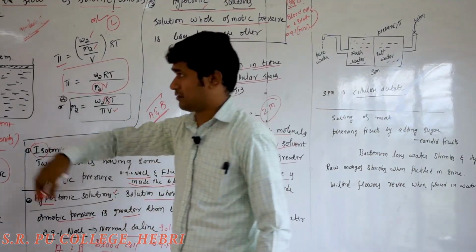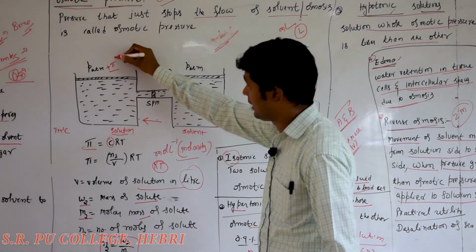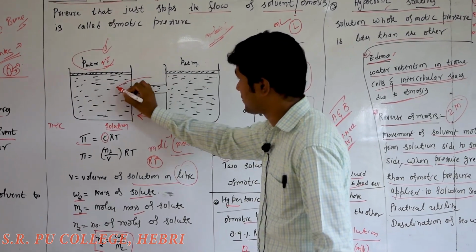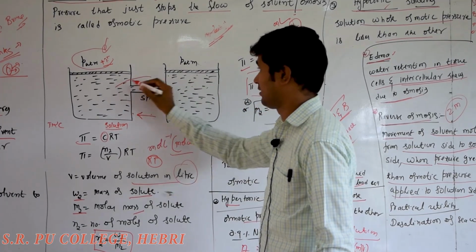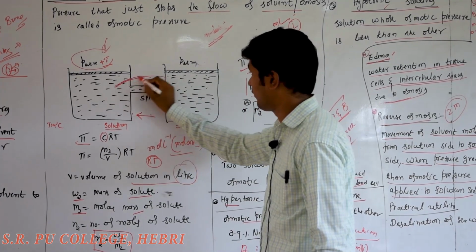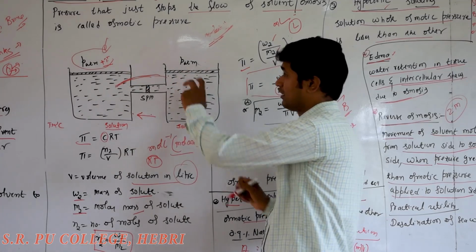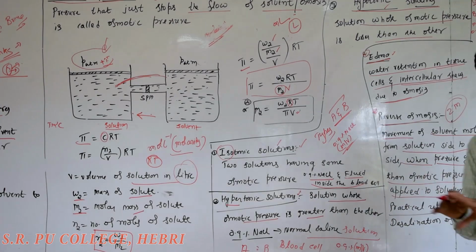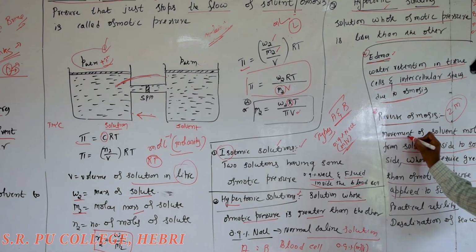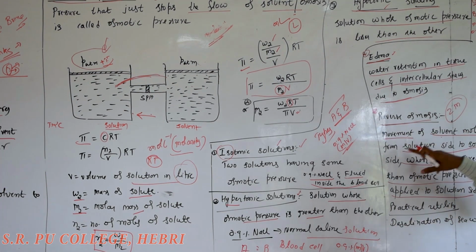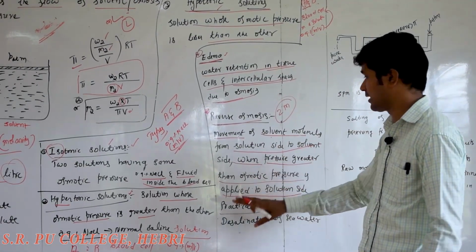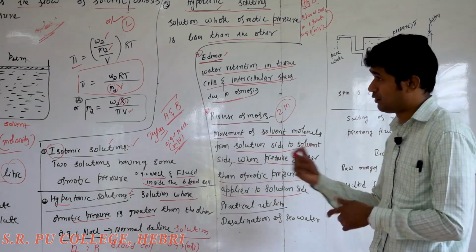Now see here, if pressure greater than osmotic pressure is applied here, solvent molecules start moving from this side to this side. To reduce the pressure, solvent molecules move from the solution to the solvent side. This is reverse, exact opposite to that of osmosis. So the definition is very important. Movement of solvent molecules from solution side to solvent side when pressure greater than osmotic pressure is applied to the solution side.